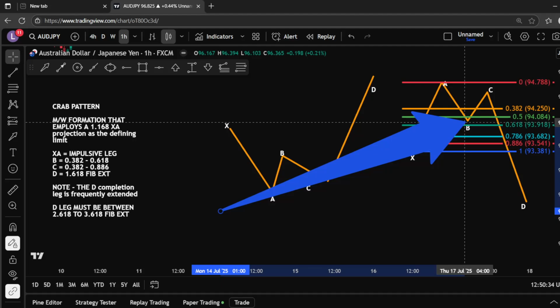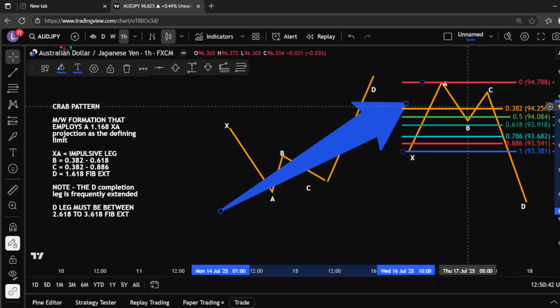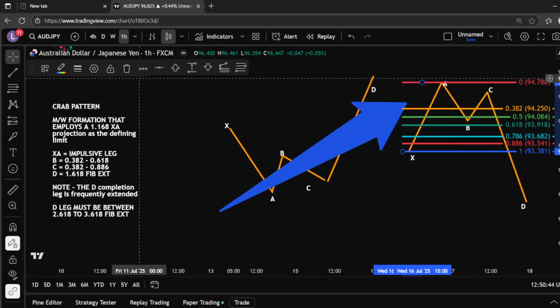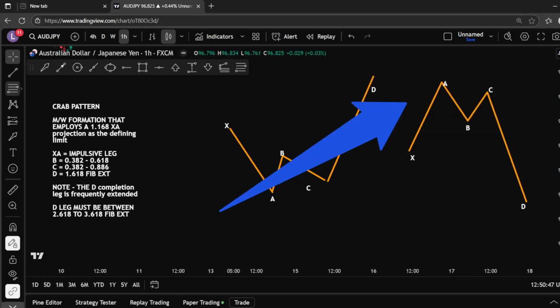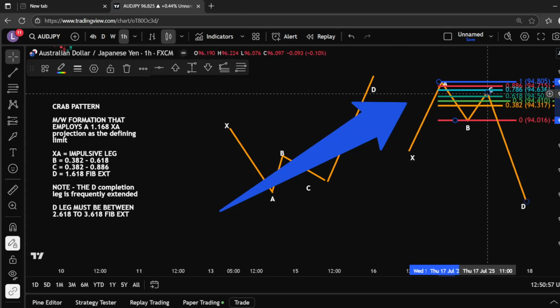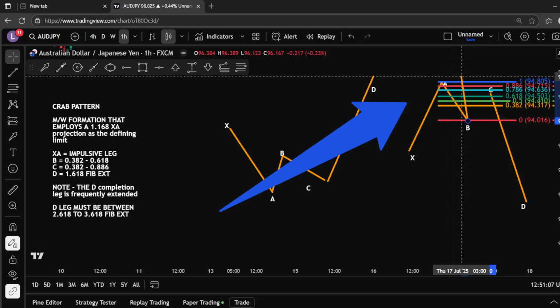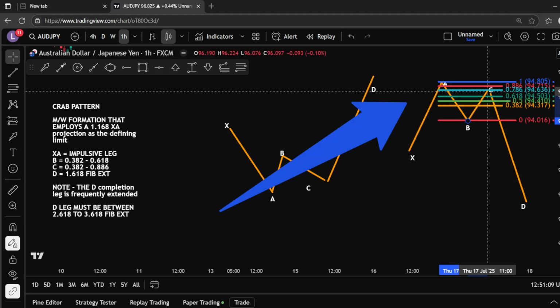All right, so that's our B leg. Then the C retracement leg must not exceed A, but must be between 0.382 and 0.886. To measure that, all you need is to measure from A to B, and the C leg must touch 0.382 to 0.886, but must not go beyond A. All right, these are the rules.